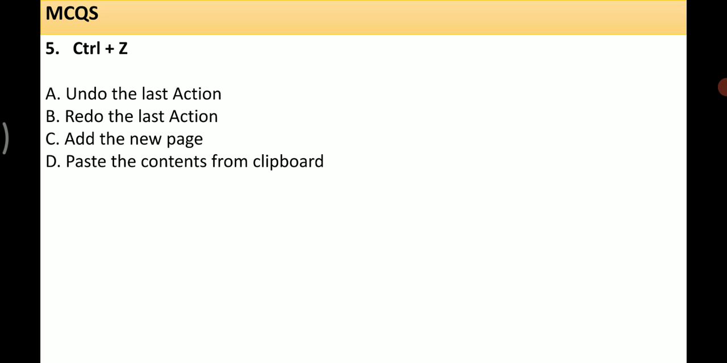Control plus Z, what does it do? We have options: A, undo the last action, B, redo the last action, C, add a new page, D, paste the contents from the clipboard. The correct answer is A, undo the last action.